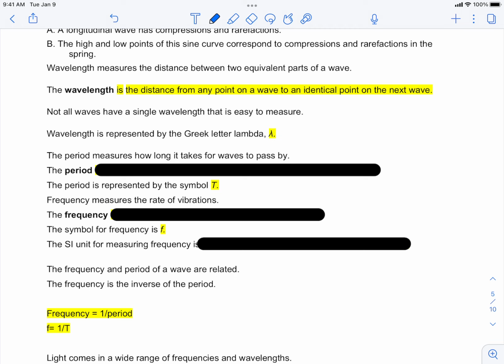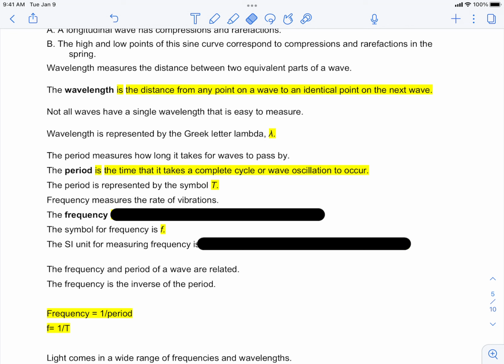The period of the wave is the time it takes for the wave to pass through something. So if you're on a boat or in the ocean, the period is the time it takes for one complete cycle of the wave to happen. So if you are bobbing up and then down in the ocean, the period is how long that takes for each wave. And period is represented with a capital T.